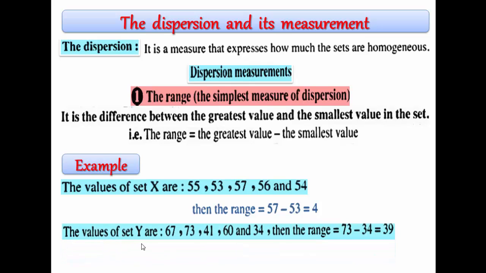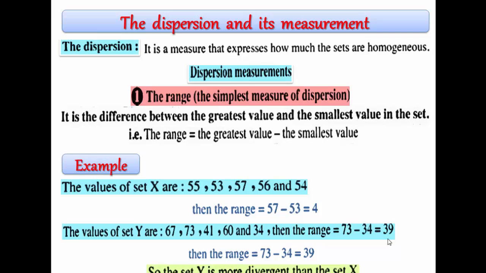Example, the values of set Y are 67, 73, 41, 60, 34. Then the range equals: the greatest value here is 73, and the smallest value is 34. The difference between 73 and 34 will be 39. So set Y is more dispersed than set X.